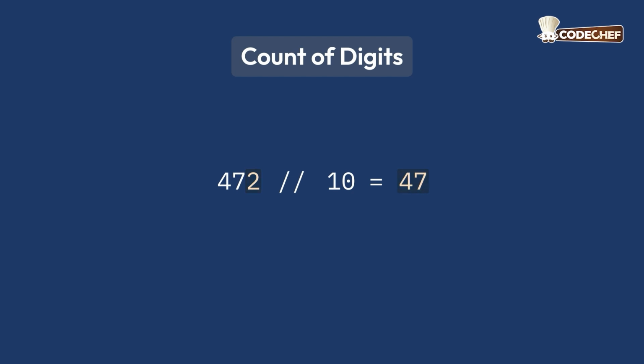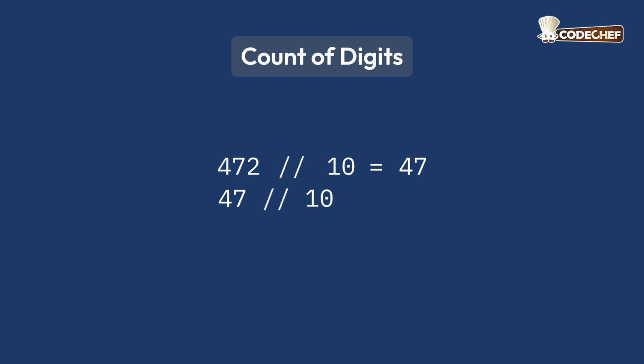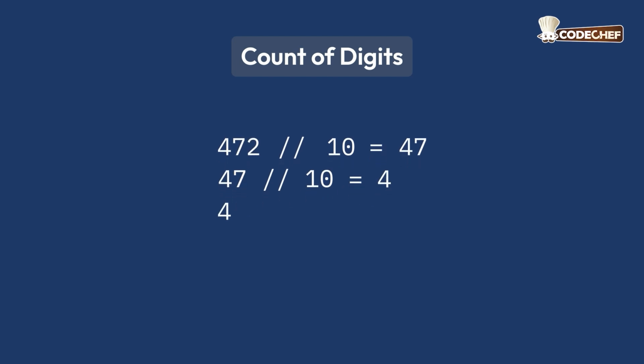Now let's take 47 as our new number and divide it by 10 again. Again, another digit from the end gets removed. Now our number becomes 4. When we divide 4 again by 10, the result becomes 0. We can't divide this number by 10 any further.